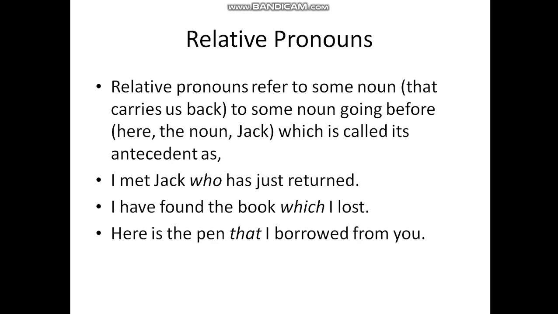Then the relative pronouns refer to some noun, carrying us back to some noun going before. Here the noun, for example Jake, is called its antecedent: I met Jake who has just returned. Now look at the relationship: I met Jake, and who has just returned. I have found the book which I lost. Here is the pen that I borrowed from you. Here who, which, that are the examples of relative pronouns.